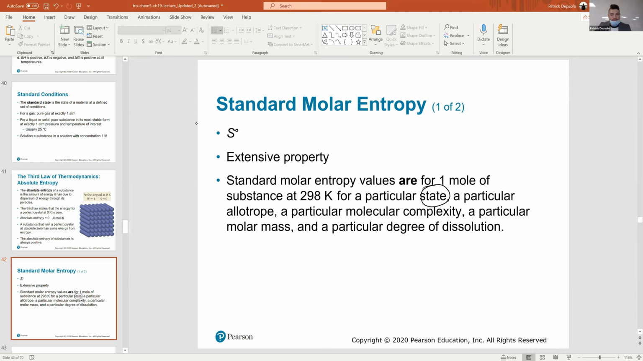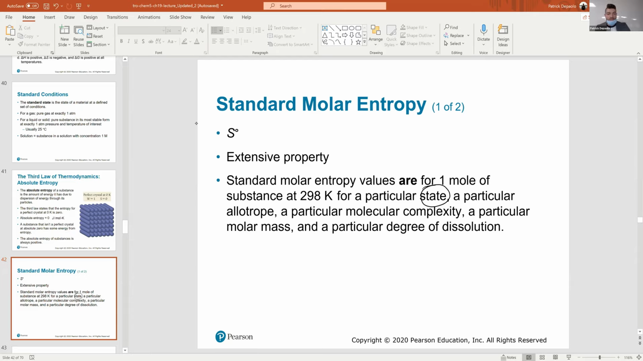A particular allotrope. I'll explain it with an example. Diamond and graphite are allotropes. They are composed of exactly the same material, but a different three-dimensional structure. Which one will have a higher molar entropy? Good, graphite. When you think diamond, it's hard, it's rigid. Graphite is more relaxed. It's not really porous, but it's brittle. So it's a pretty relaxed three-dimensional structure compared to diamond.